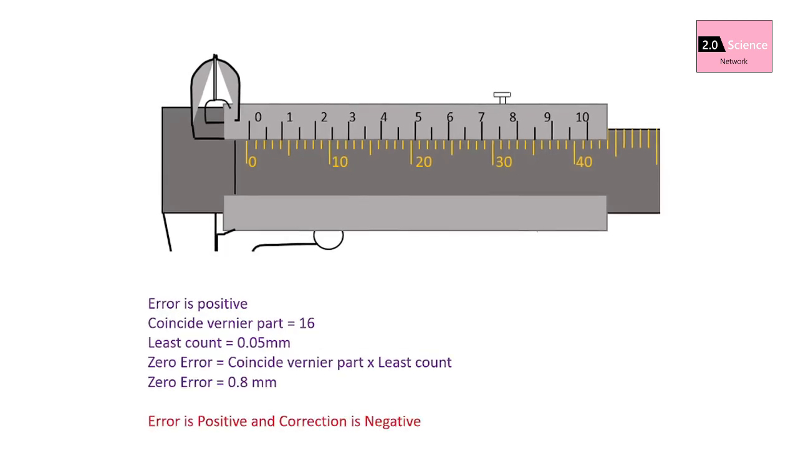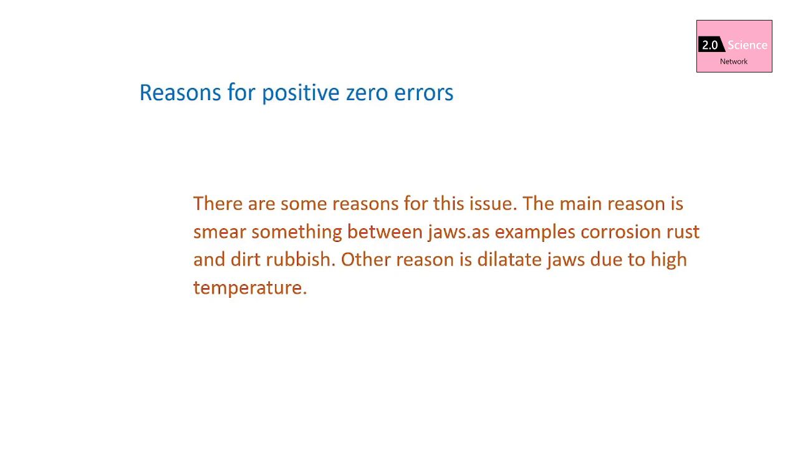If we get a reading from this kind of caliper, we must reduce the error to get the real value. When the error is positive, the correction is negative. There are some reasons for this issue. The main reason is something smeared between the jaws, for example corrosion, rust, and dirt. Another reason is dilated jaws due to high temperature.